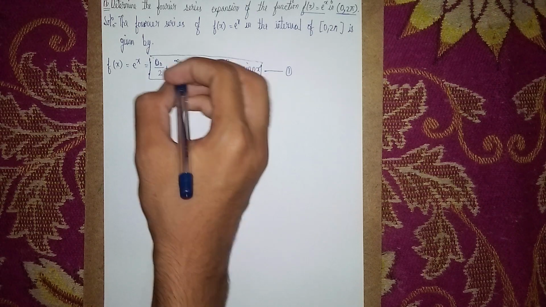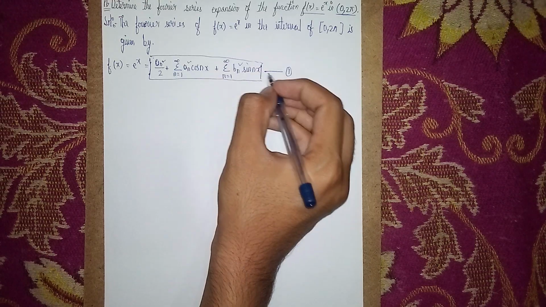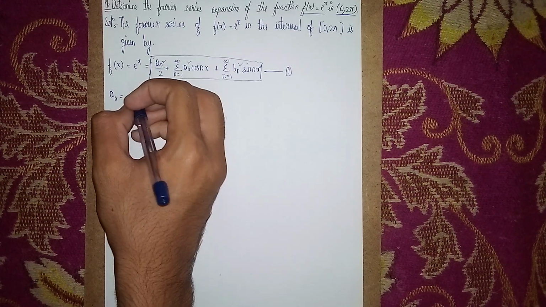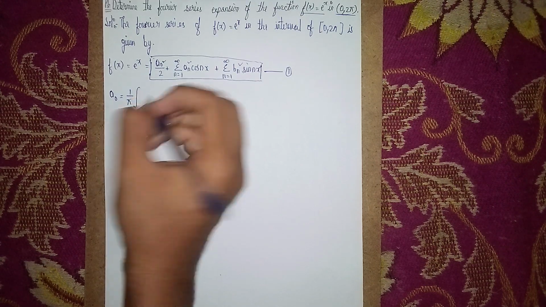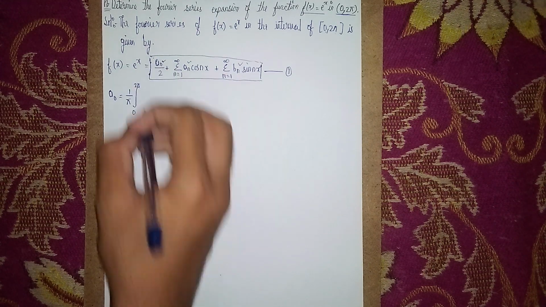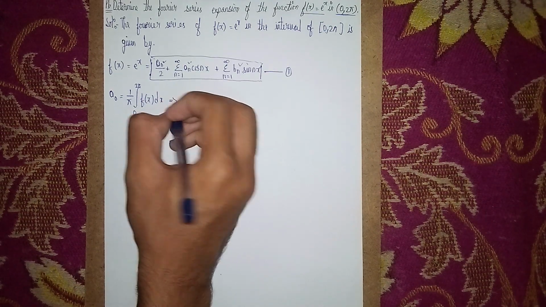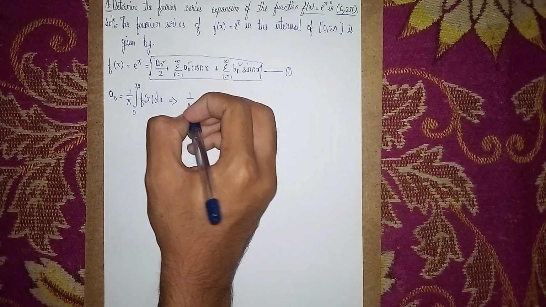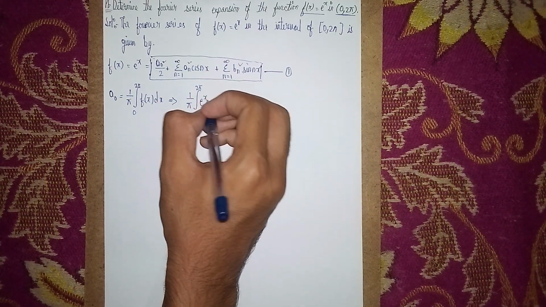Then we have to find a naught, a n and b n, and substitute them in this equation. First, the a naught formula: a naught is equal to 1 by pi integrate 0 to 2 pi f of x dx. Now substitute f of x is e power x: 1 by pi integrate 0 to 2 pi e power x dx.